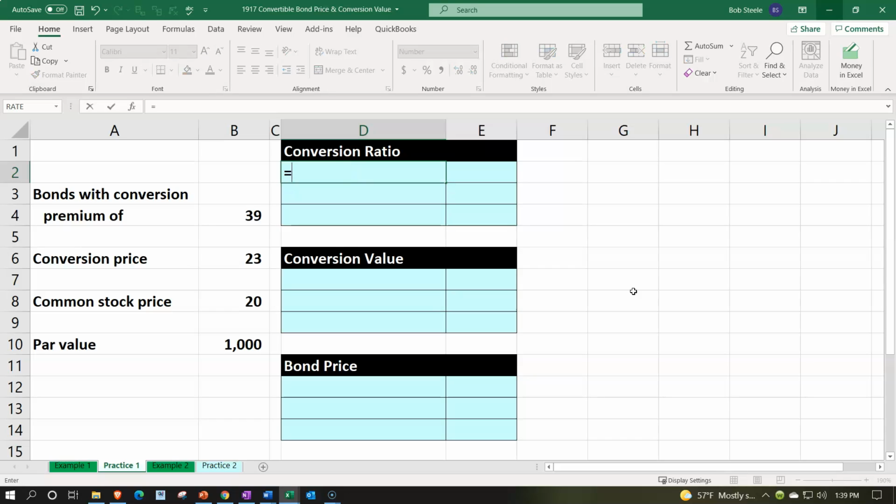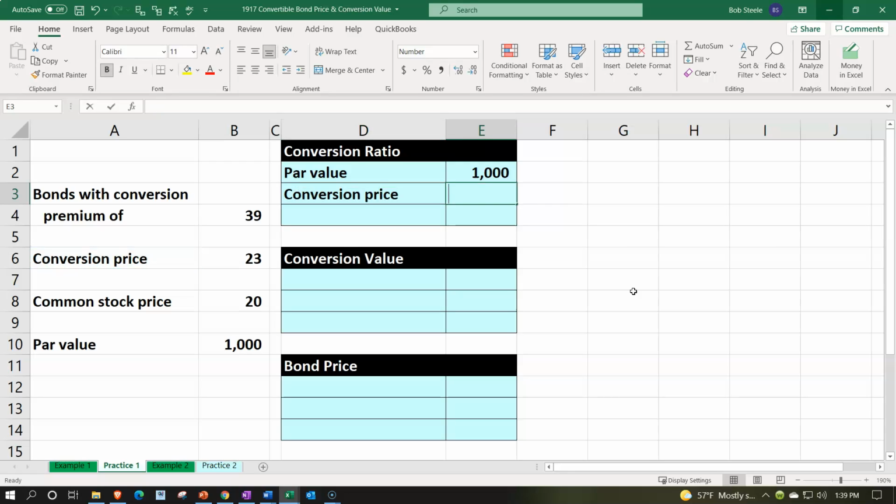So we're going to be comparing, remember, the par value of the bond, not the market price of the bond. That's going to be the 1,000. And then the conversion price, which is going to be the 23. That's going to give us our conversion ratio. So the conversion ratio is equal to 1,000 divided by 23, or 43. That means we could be converting the bond into 43 stocks. So we get 43 stocks for the bond. We're going to go up to the font group and underline that.